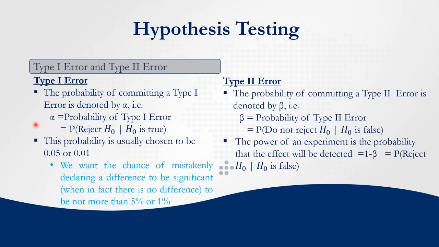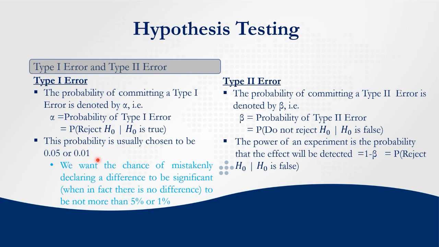If, for example, we are comparing two groups, the null hypothesis will say the average blood pressure before the treatment and the blood pressure after the treatment are the same. If we reject it when it's true, we will be actually saying that they are not the same. As I said, we usually set this, and it's usually chosen to be 5%.